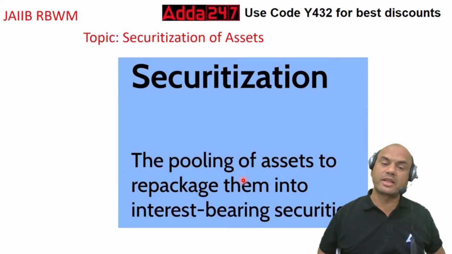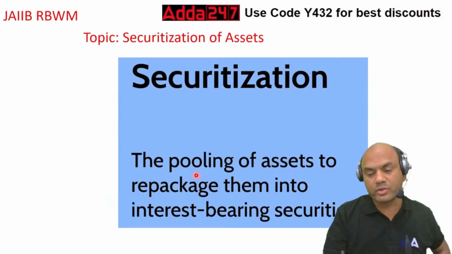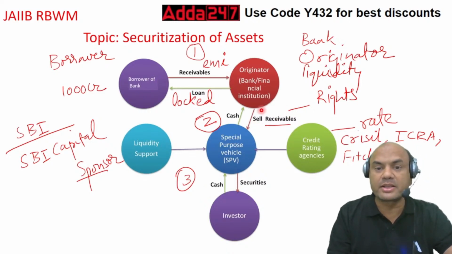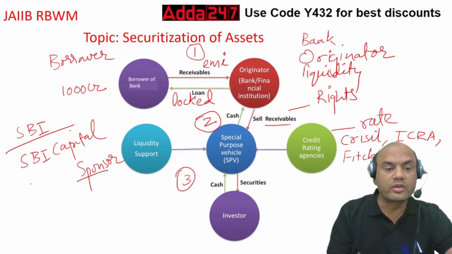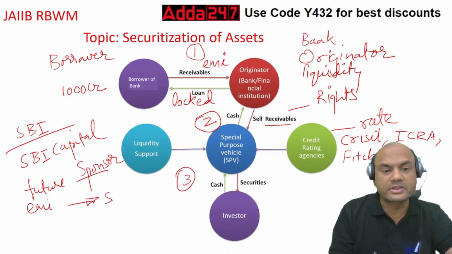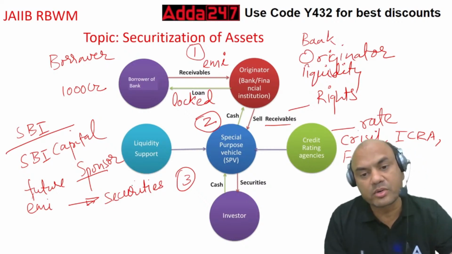So coming back, what is securitization then? The pooling of assets to repackage them into interest-bearing securities. See this, pooling of assets to repackage them. Repackage means what? Who does the repackaging? See, this is done by this SPV. SPV will cover these receivables or EMIs, convert these EMIs into securities. So basically, what is the logic? Your future EMI gets converted into securities. What are securities? These are bonds. So your future EMIs get converted into bonds. Got it?